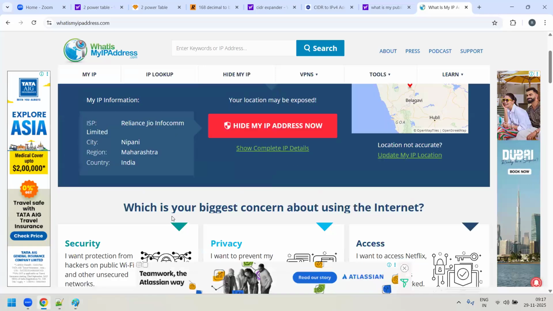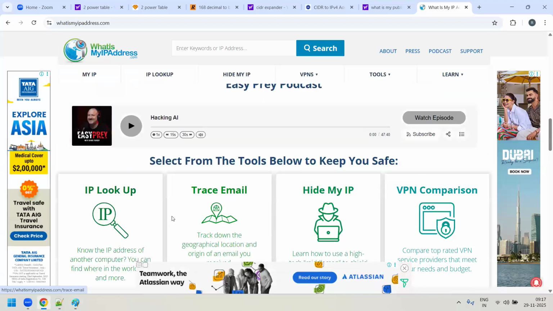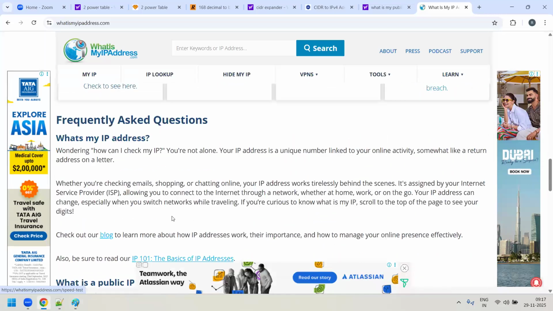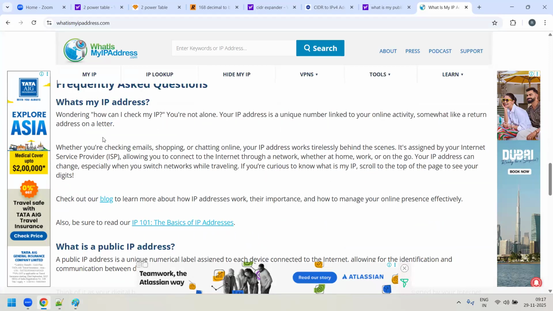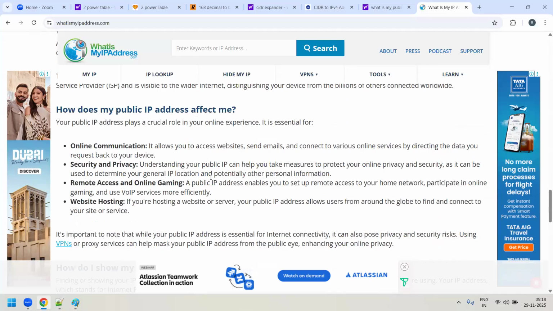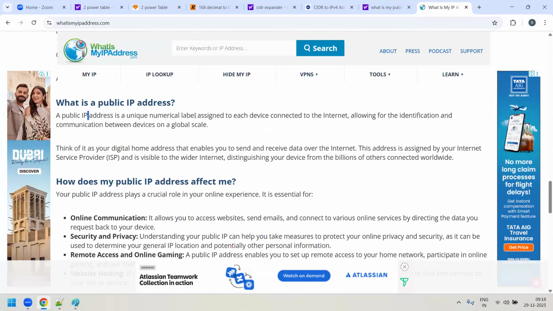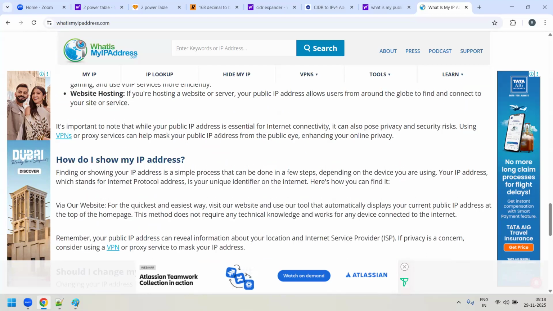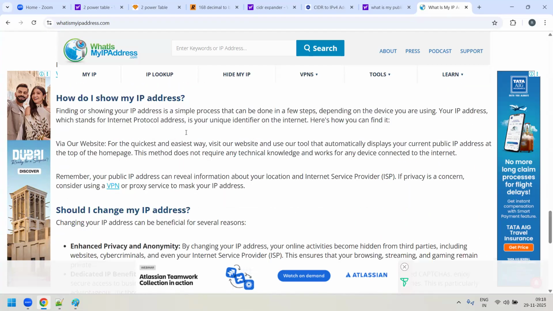City Nipani, Maharashtra. Okay, sir, I was supposed to tell something. When you are checking email, shopping, chatting, it is assigned by your internet service provider, allowing you to connect to the internet through a network. Whether at home or work, your IP address can change when you switch networks while traveling. A public IP address is a unique numerical label assigned to each device connected to the internet, allowing for identification and communication between devices on a global scale. I was trying to show something, but it's not there. Okay, leave it.